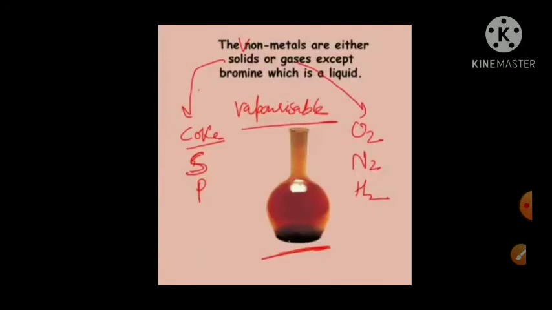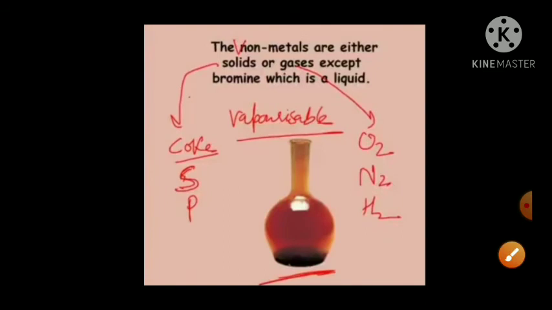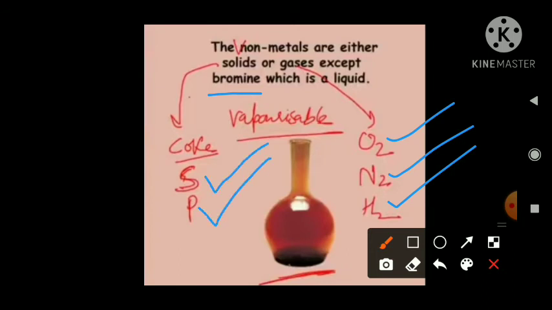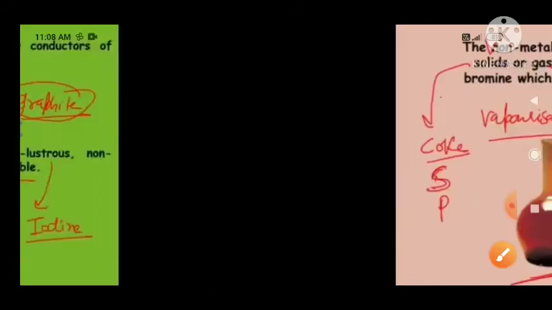The non-metals are either solids or gases, except bromine, which is liquid. About 90% of non-metals are solids and gases, but the exception is bromine, which is liquid. Only bromine is a liquid non-metal; others are gases, for example O2, N2, H2, hydrogen gas; and the solid non-metals, for example sulfur, phosphorus, and coke, which is a form of carbon. These are other properties of non-metals.